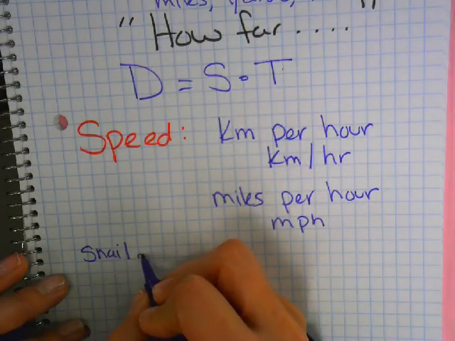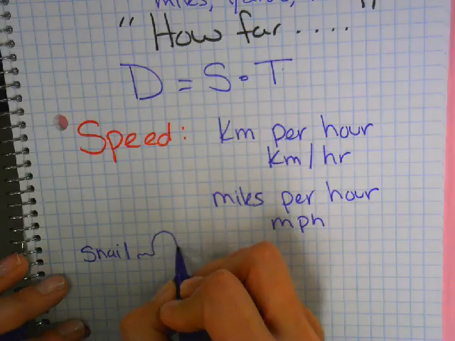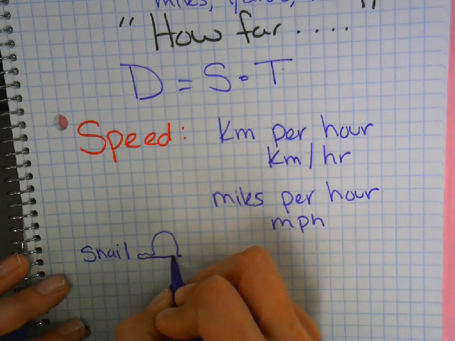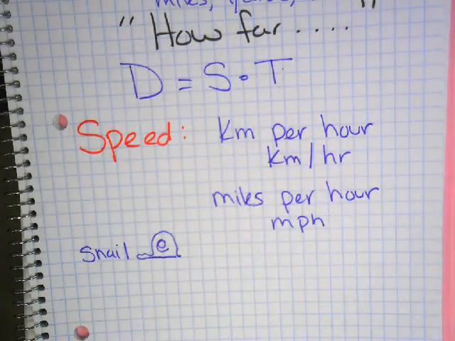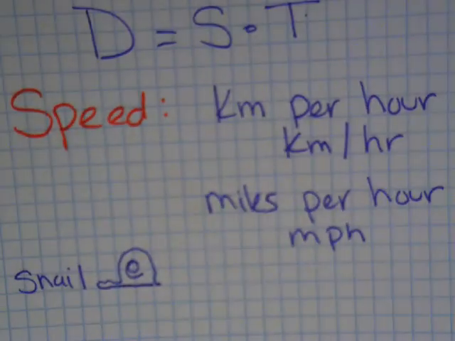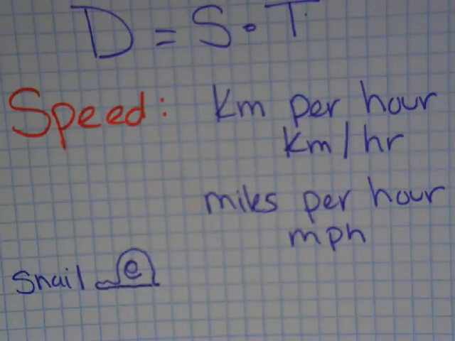How do I draw a snail? Looks like a dog. No. What kind of snail are you looking at? That looks like a turtle. It doesn't even look like a snail. Okay. Snail.